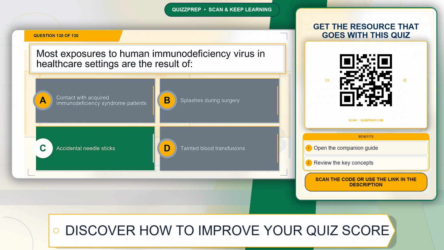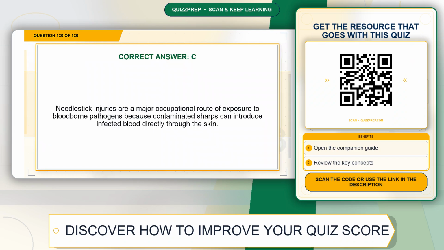The correct answer is Option C, accidental needle sticks. Explanation. Needle stick injuries are a major occupational route of exposure to blood-borne pathogens because contaminated sharps can introduce infected blood directly through the skin.